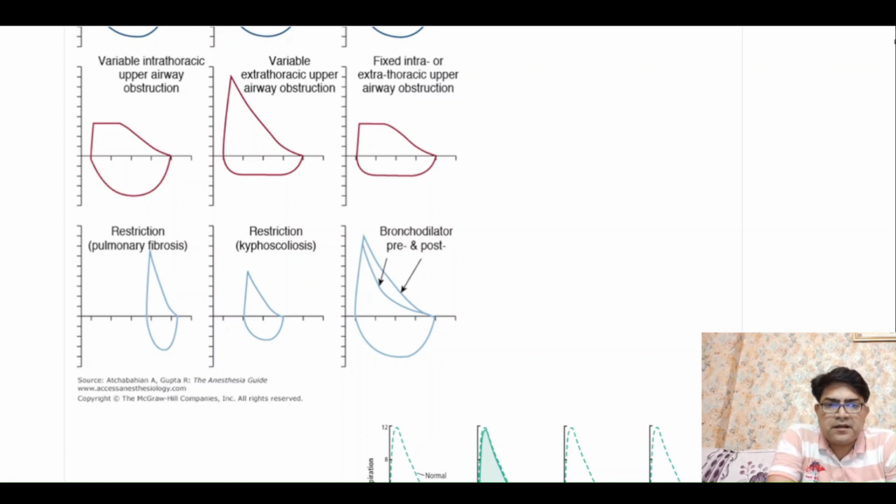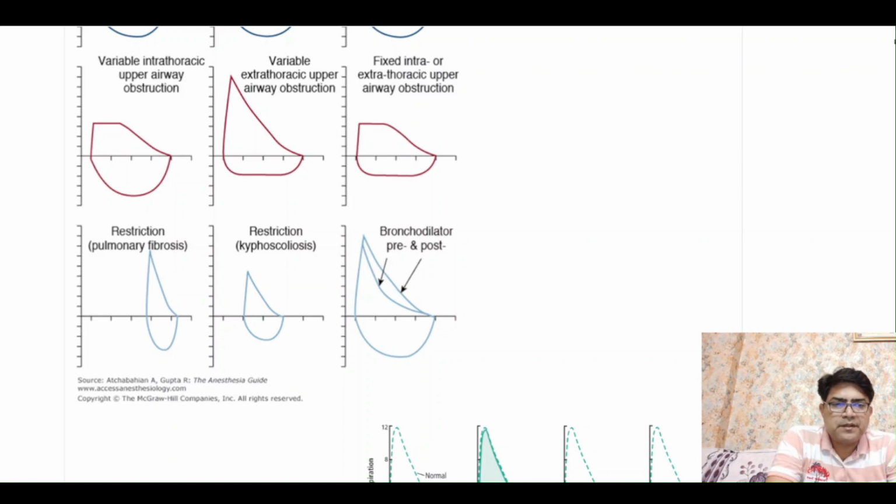Now you see the curve on the left hand side. It is showing the variable intrathoracic upper airway obstruction. Now what is happening in the intrathoracic upper airway obstruction? You see that the expiratory part of the curve is showing the flattening. And the middle figure, shown in purple, is the variable extrathoracic upper airway obstruction. The causes of these variable obstructions are not asked, but I will show you in the next figure what the causes are. The clincher here is that you have to see the flattening.